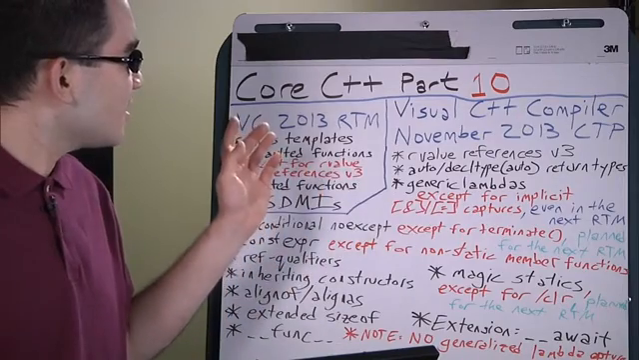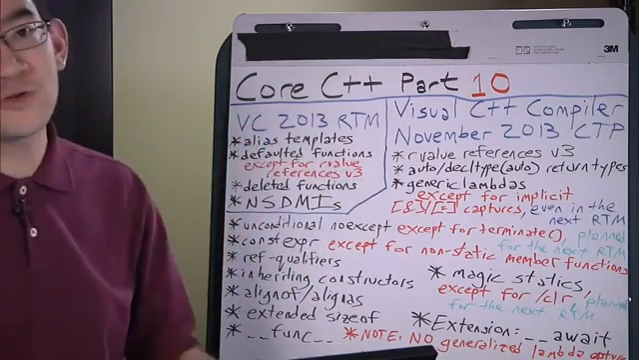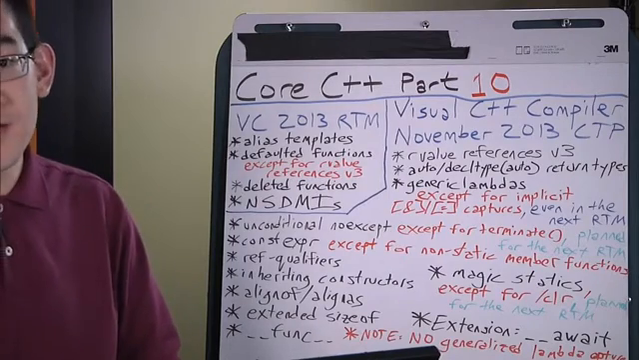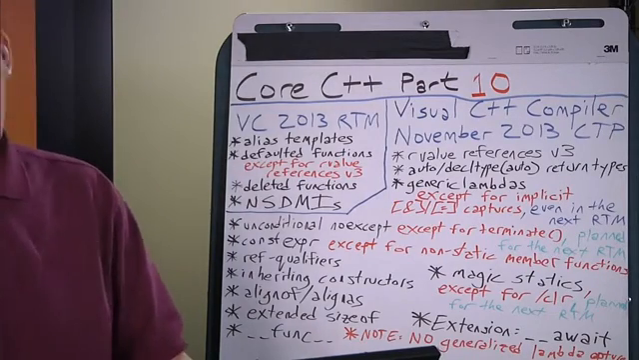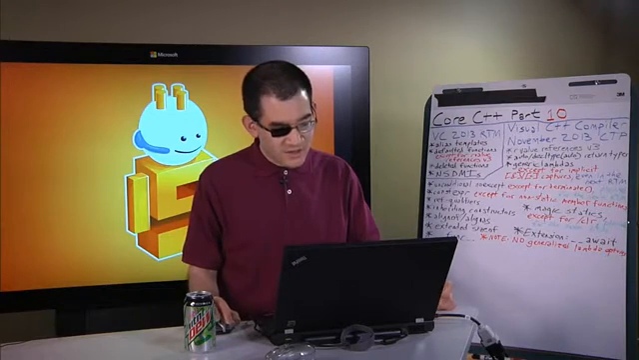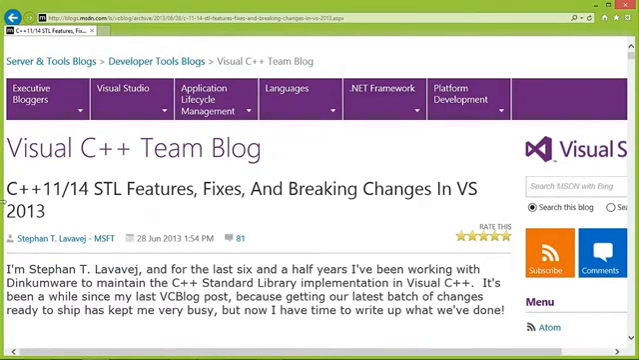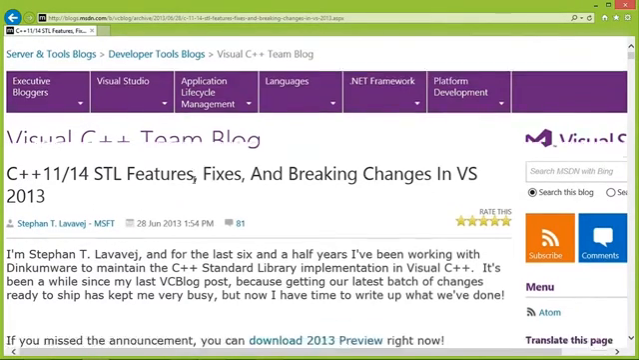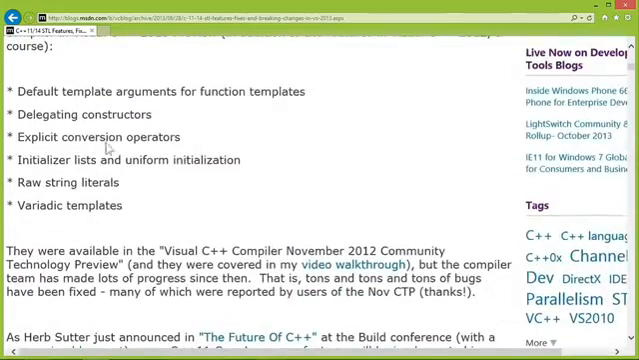So at the end of Visual Studio 2013, we had actually implemented a few bonus features which I had blogged about. If you looked at the Visual C++ team blog, I've got a long post up there called C++11/14 STL Features, Fixes, and Breaking Changes in VS 2013, where I mentioned all the features that had shipped in the previous CTP. That was back in November 2012. Those shipped in a more polished form in RTM.